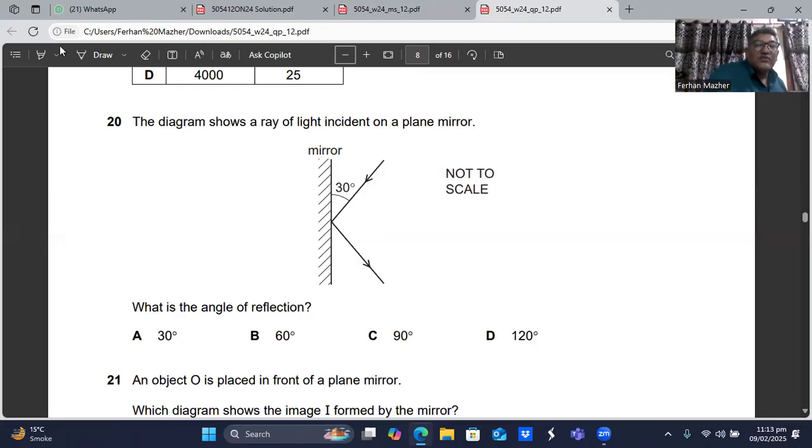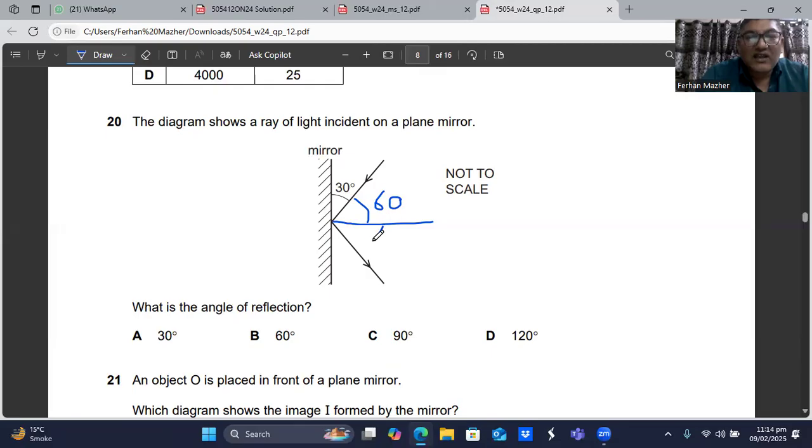So what we will do, we will draw a normal here. And the incident ray will make an angle. So this is your normal. Normal is making a 90-degree angle with the surface of the mirror. And so this angle, 90 minus 30, will be 60. So the angle of incidence is 60.